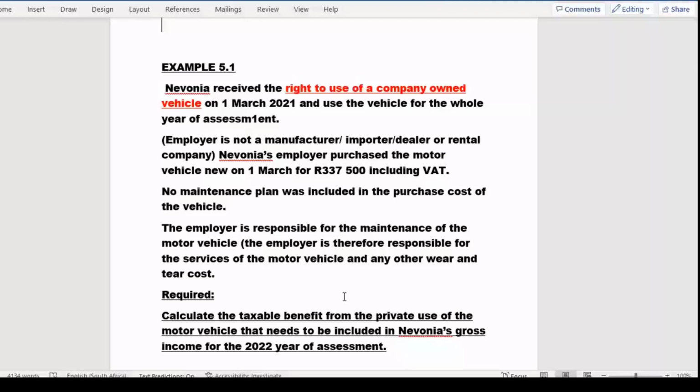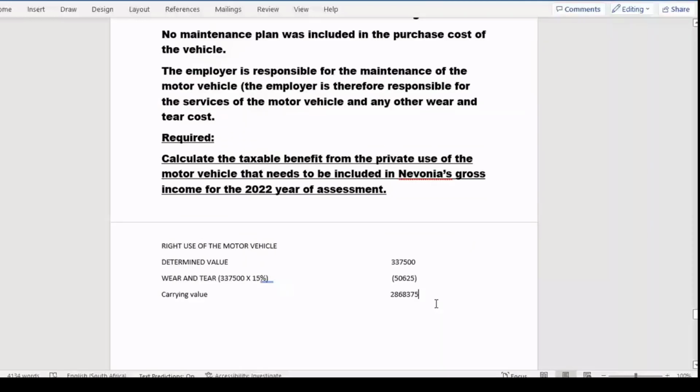So let's start by rectifying your figure. 2,868,375 is actually incorrect because it's greater than the figure that you arrived at for the carrying value. It can't be millions. We are dealing with thousands. Maybe I made a mistake while I was doing the calculations. You can check that.